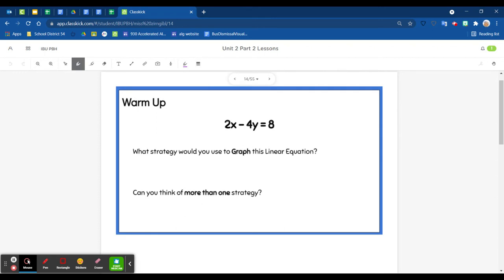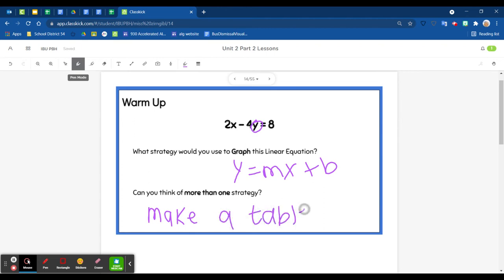I think that right now, with the skill set that we have, we would put this into slope-intercept form. So we would make this so that it looked like y equals mx plus b, right? We would basically want to solve for y. I think that's one way we would do it. Another strategy is we could make a table, and in that table we'll have x, we'll have y. We put a value in for x, we substitute it in, and then we solve for the y so that we could get a bunch of different coordinate pairs.